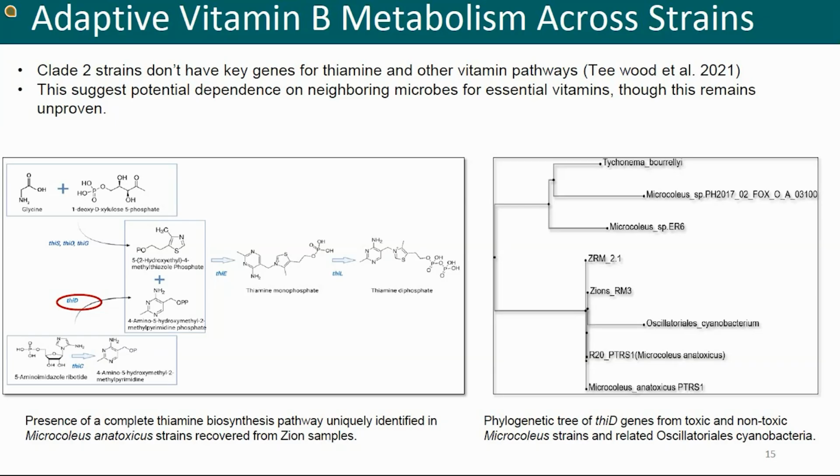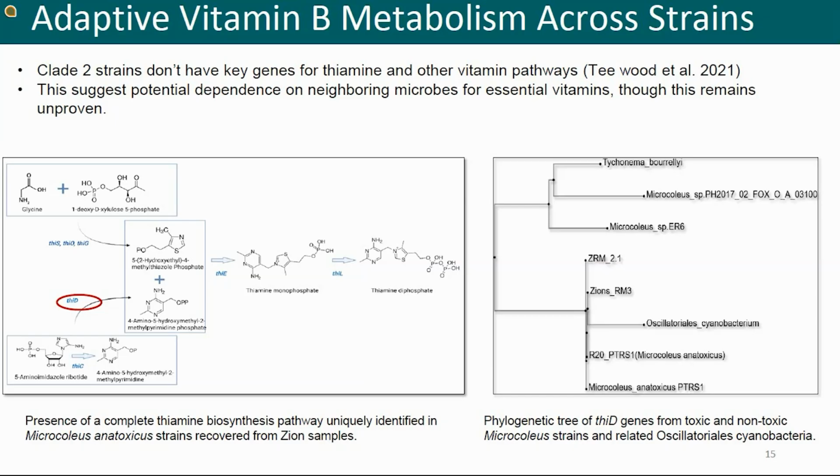We did a phylogenetic analysis of THI-D genes, and we see that THI-D from our samples is closely related to other toxic benthic mat Oscillatoria cyanobacterium, which tells us that THI-D was always present in the toxic lineage. However, some strains might have lost it in order to save energy to produce more toxins maybe. So they lost it over time, and they might be dependent on other heterotrophs. But some strains, like from Zymes, are very much independent and can produce their own thiamine.